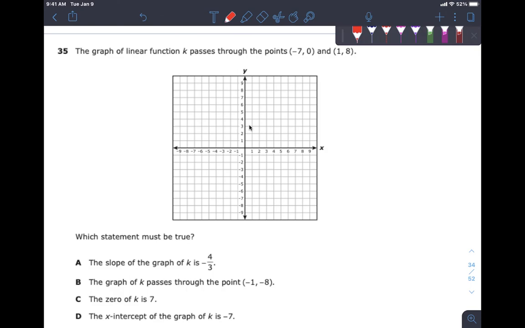My initial inclination when I see this is to say, all right, -7, 0, +1, +8, and to go ahead and connect these guys. Whoops. Ooh, let me do that a little bit better. Okay, and I have my line. So now I can answer the questions about it. So I'm going to say, let's figure out what this slope is. It looks like it's 1.